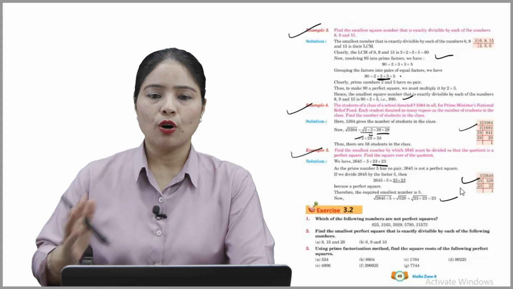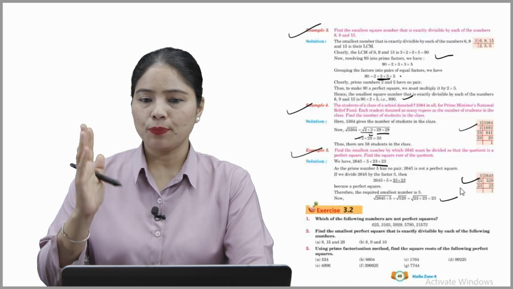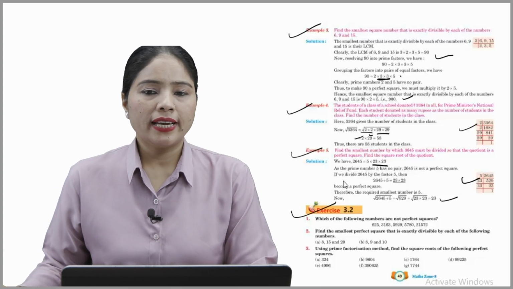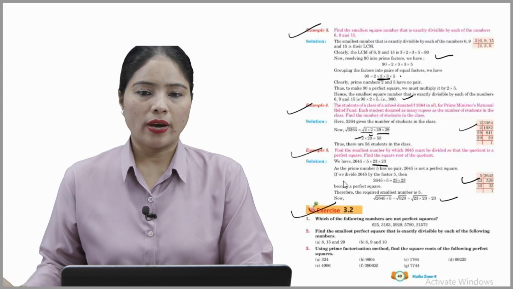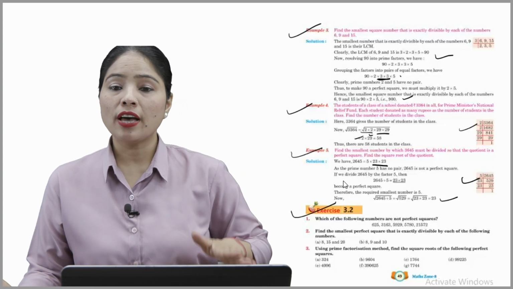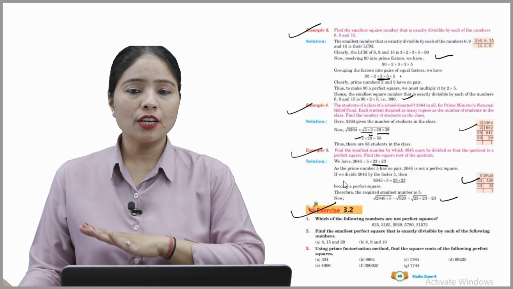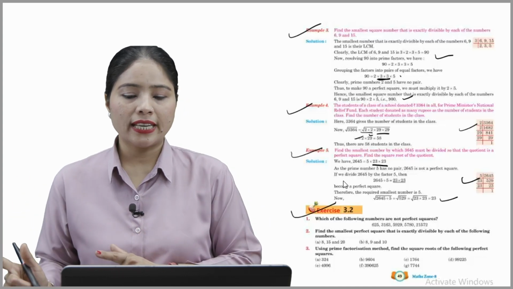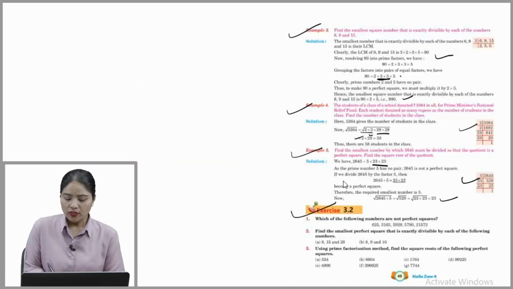So now move on to the next one, which is exercise 3.2. Which of the following numbers are not a perfect square? So these are the numbers. Now you have to find out which are not perfect squares. So we know which ones are not. So we just write it.